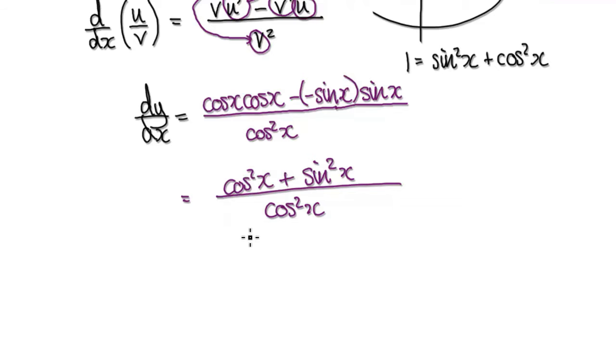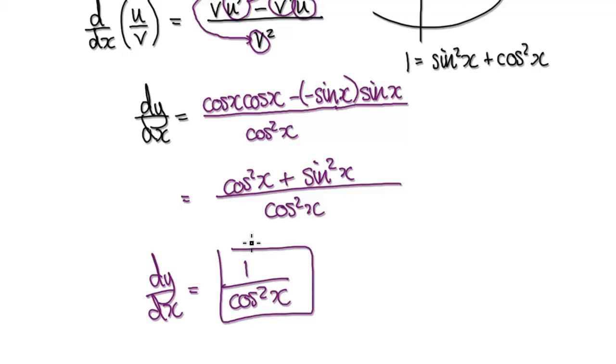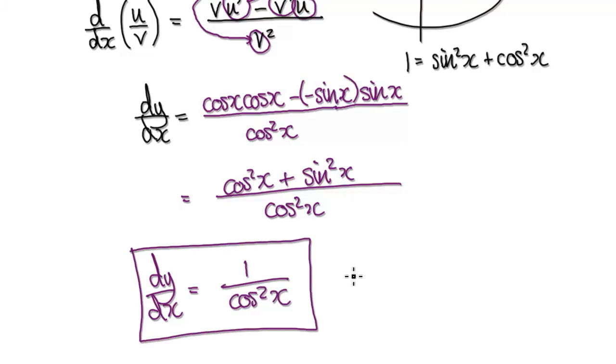Will then become 1 over cos squared of x. So when you're trying to differentiate tan, the dy by dx would be this thing here. So when you differentiate tan of x, it would be 1 over cos squared of x. Okay, try to memorize this if you can.